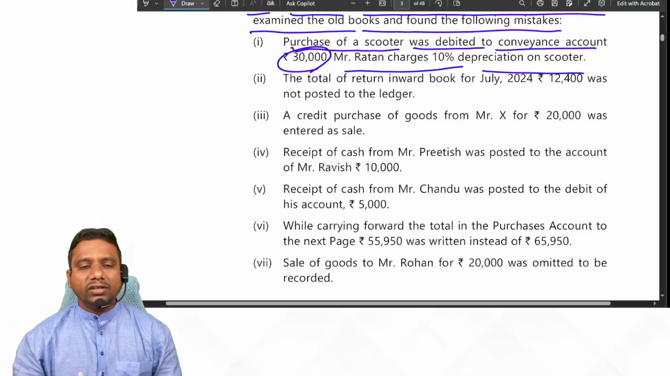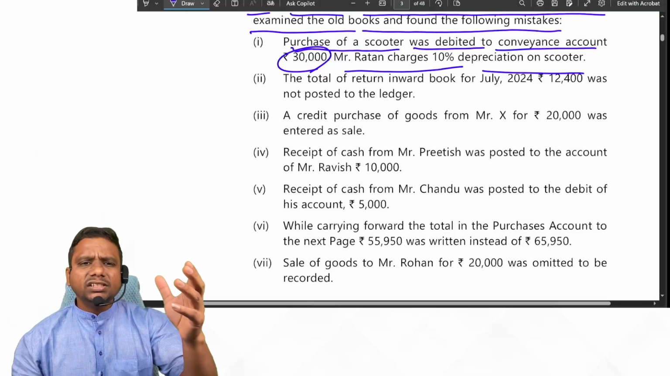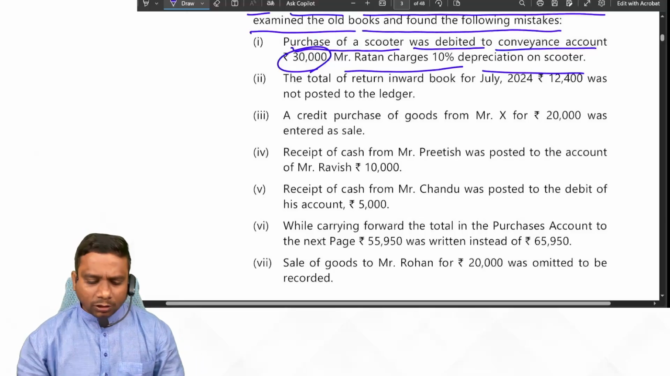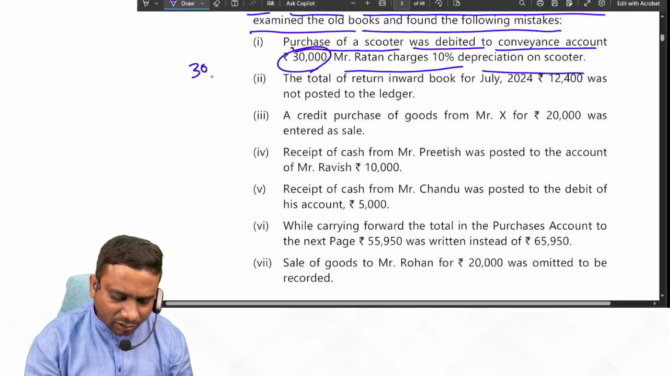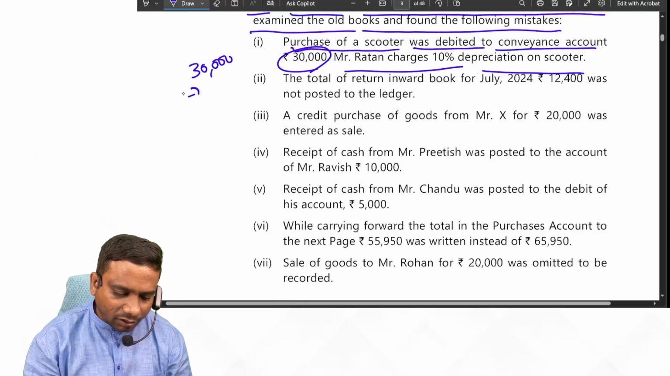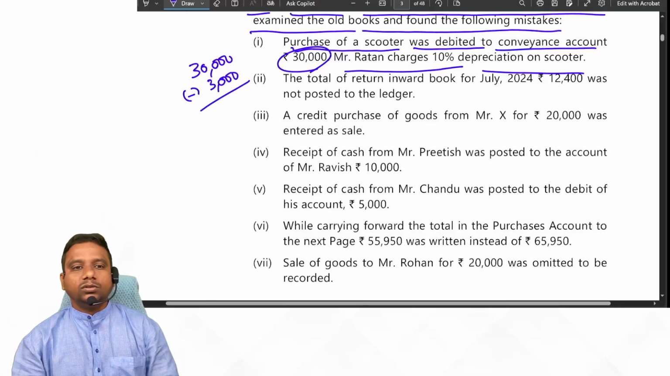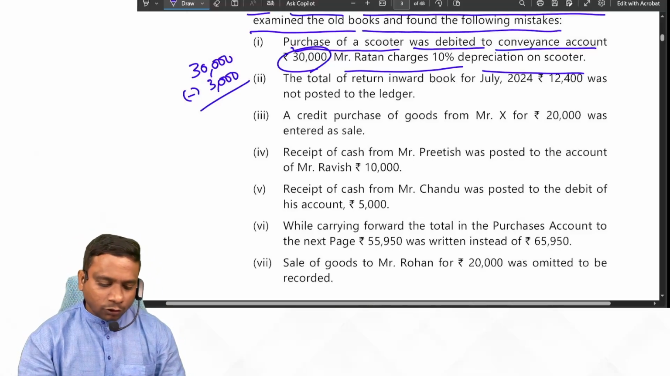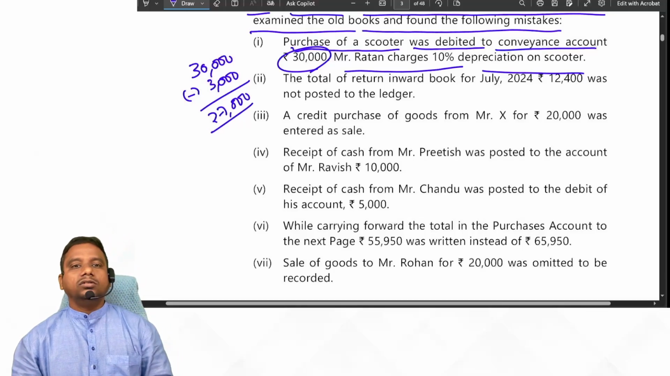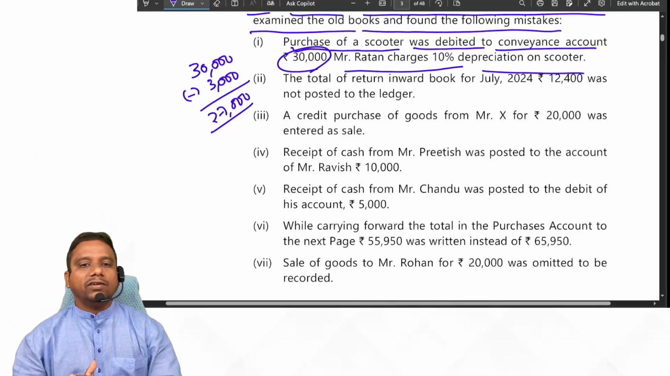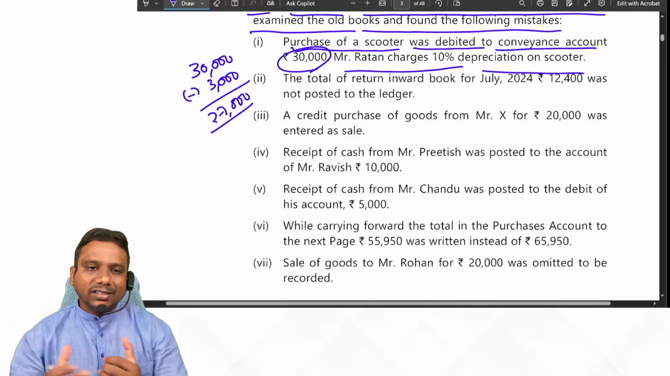For that, what is the entry we record? Depreciation account debit to scooter account. So scooter account debited 30,000 and credited 3,000 rupees for depreciation. So finally, scooter account shows 27,000 rupees in our books of accounts for the next year.